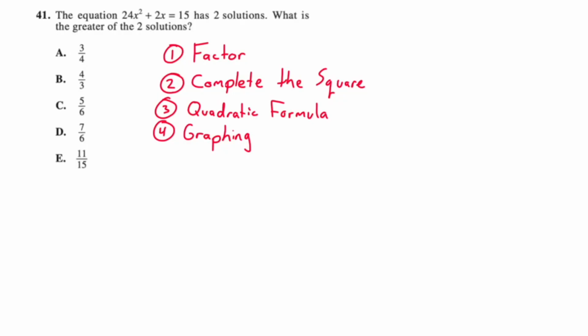Now there's 4 main ways of solving quadratics. Usually we try factoring first, because if it's factorable, that's the easiest way to solve it. If it's not factorable, I prefer completing the square. Some people like quadratic formula. And then there's also graphing.